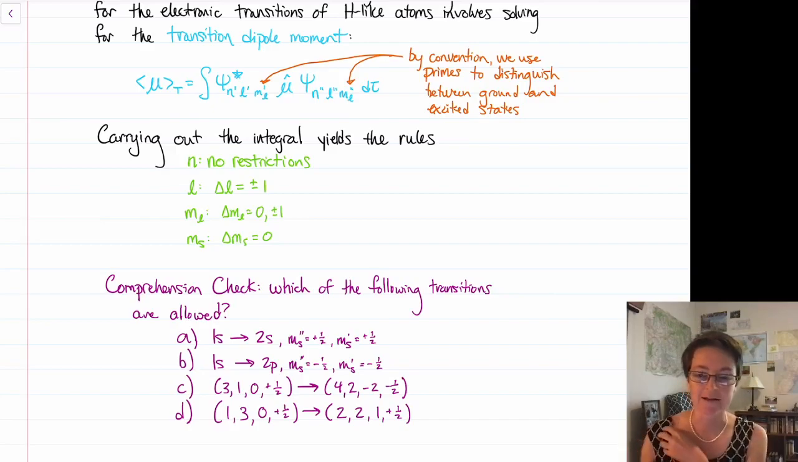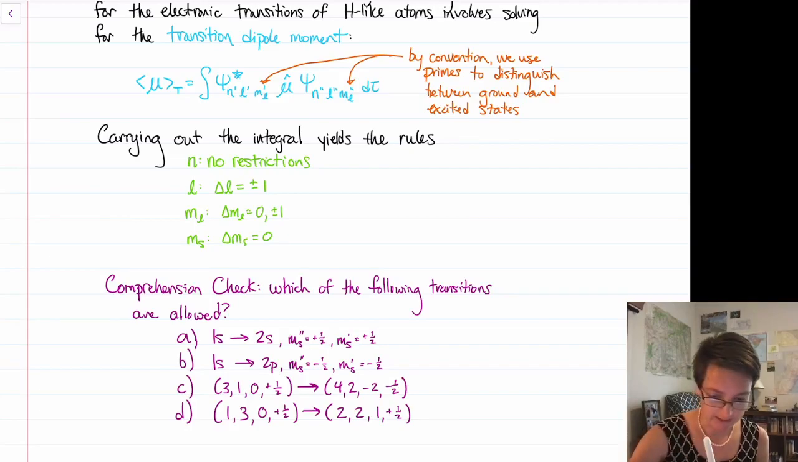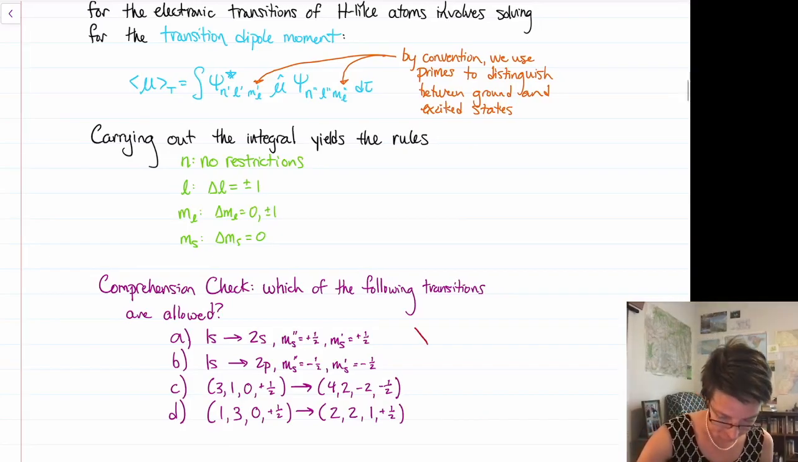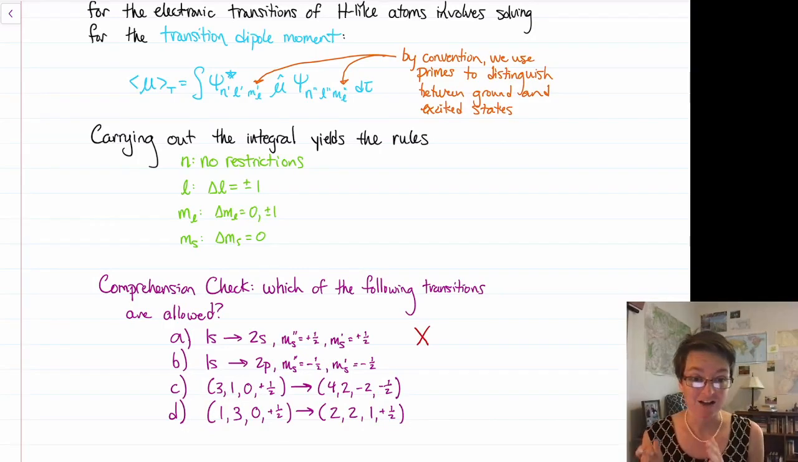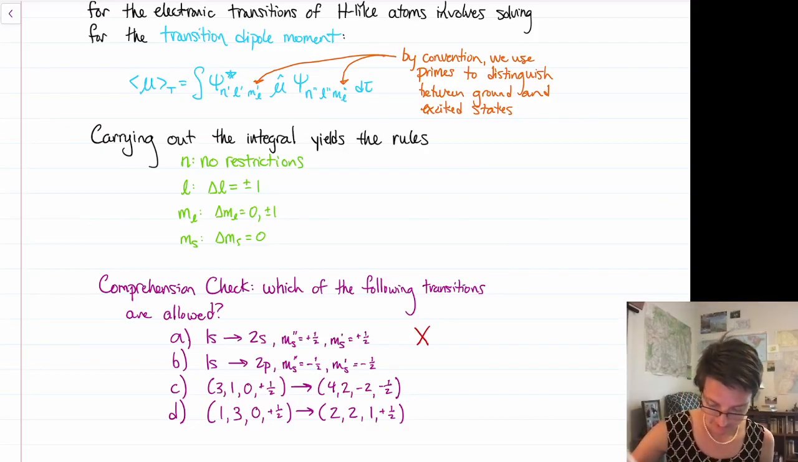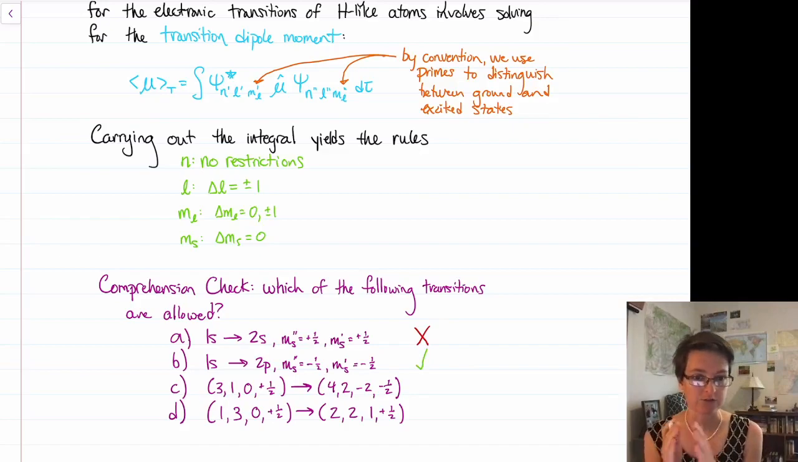All right, welcome back. So for our first transition, this transition ends up being forbidden. Going from an s orbital to another s orbital would mean that delta l equals 0, and that's not in line with our selection rules. However, the second transition, B, is allowed because we're changing the electron from being in an s orbital in its initial state to being in a p orbital in its final state.